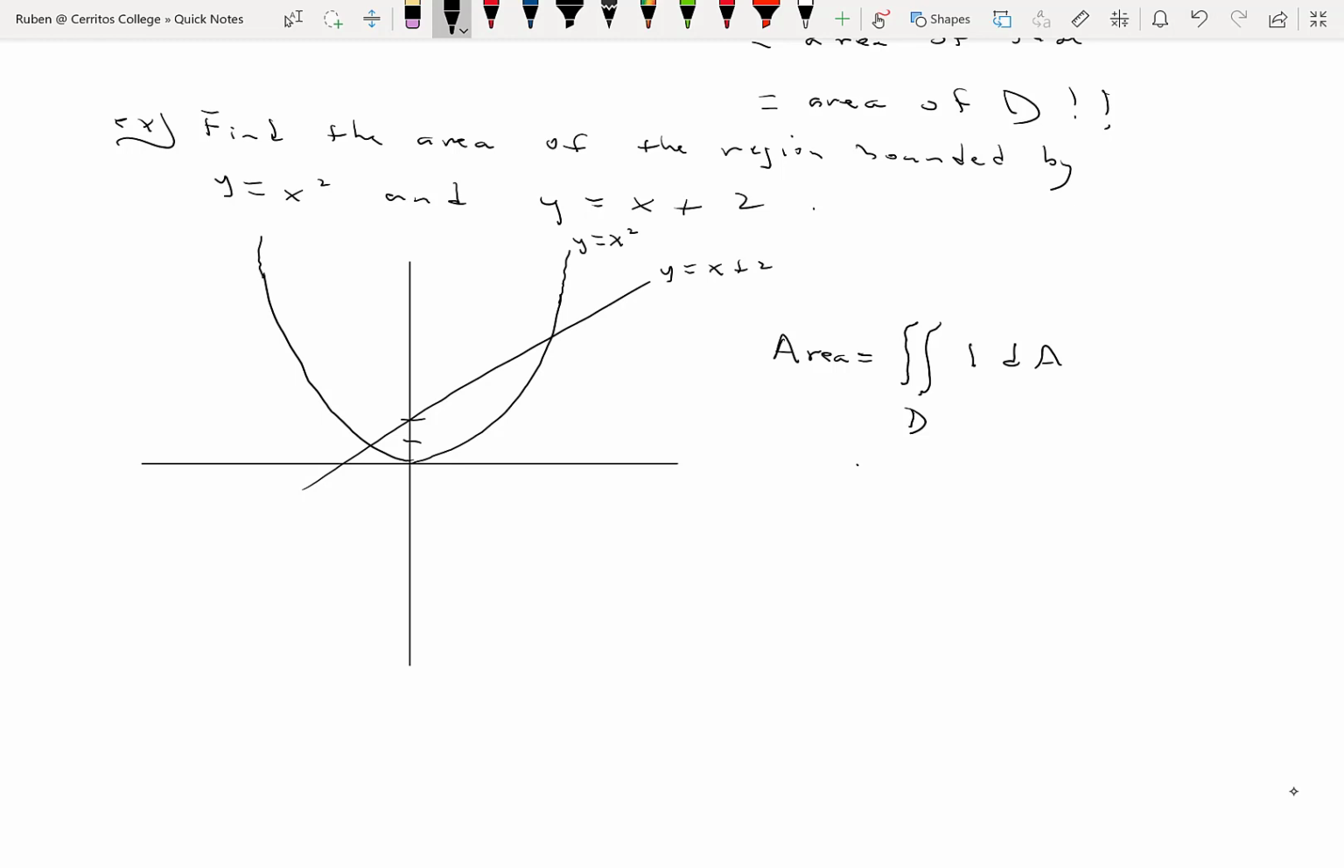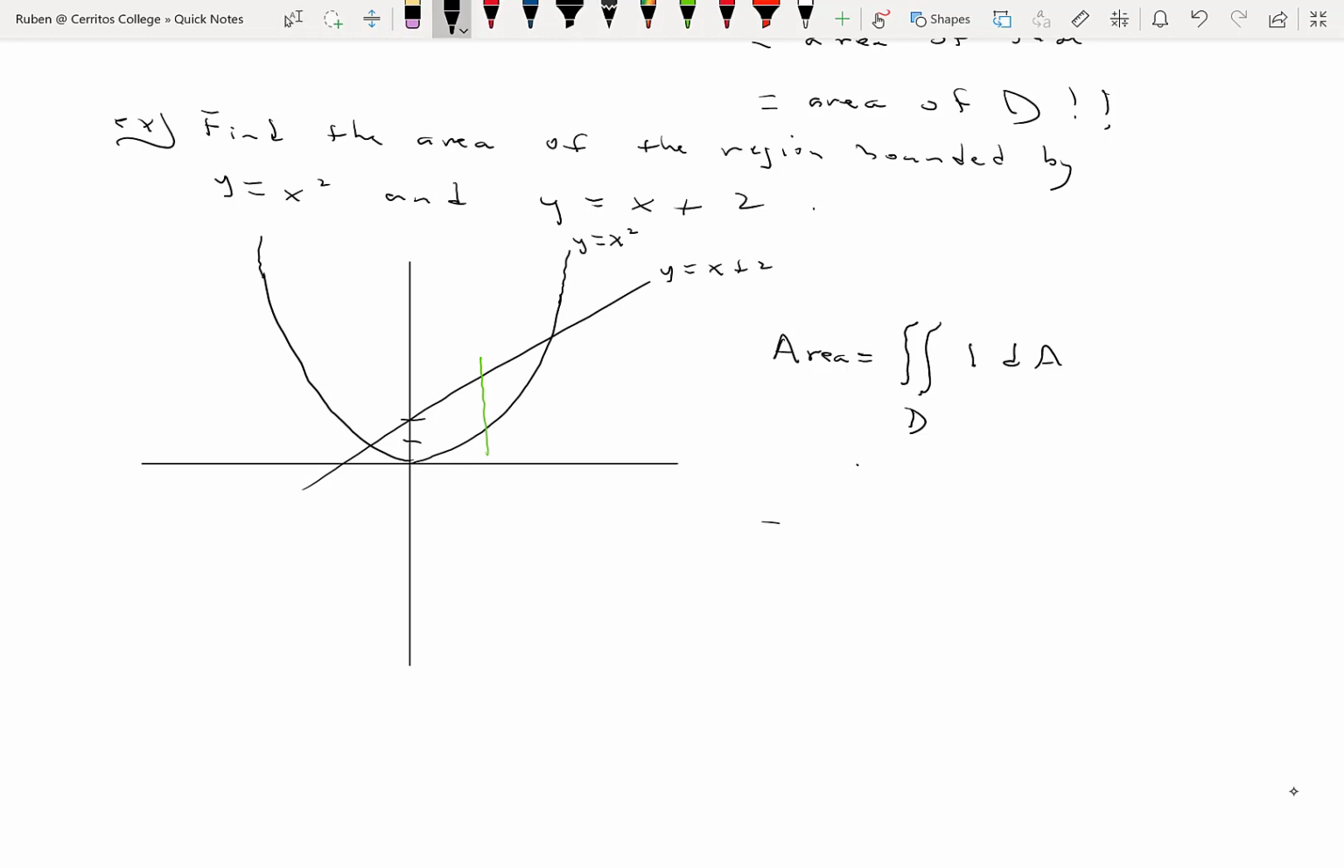Okay, let's interpret this as a type 1 region first. A type 1 region says draw a green line through the region. And the type 1 has a function of x on the bottom, y equals x squared, and a function of x on top, y equals x plus 2. The green line tells us the direction in which we, or the order in which we, put the limits of integration in the innermost integral.